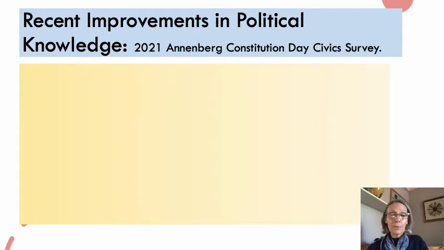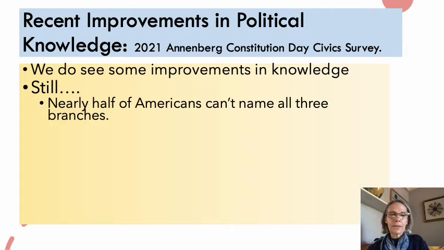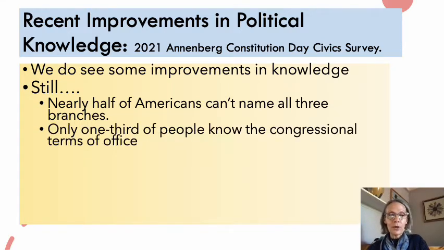So while we have seen some recent improvements in political knowledge in the United States, we still have some room to go and some cause for concern. And this information comes from the Annenberg Civics survey. So nearly half of Americans still can't name all 3 branches of government. It's a little concerning. It's something you would think you would learn in elementary school, if not high school. Only 1/3 of the people know the congressional terms of office. When you ask people what the term of office is for a member of the House of Representatives, only 1/3 know that it's 2 years, and only 1/3 know that a term of office for the Senate is 6 years. That's a little bit concerning.